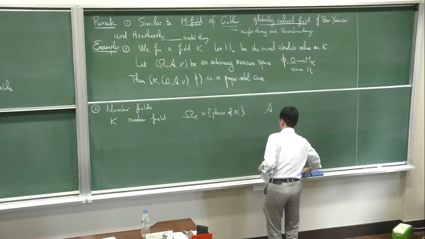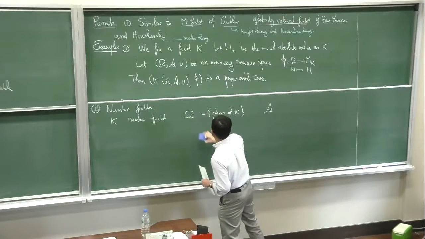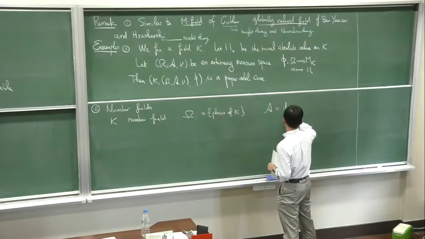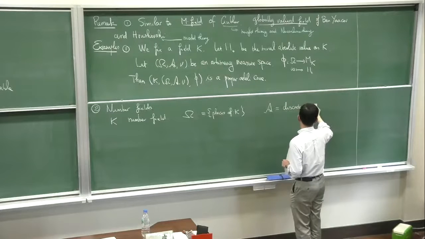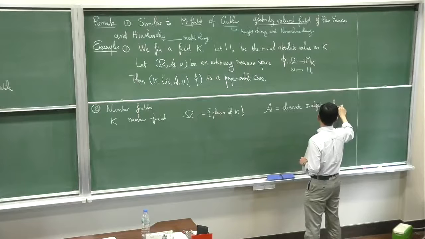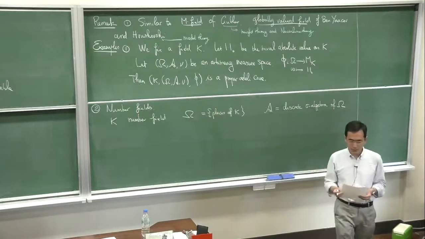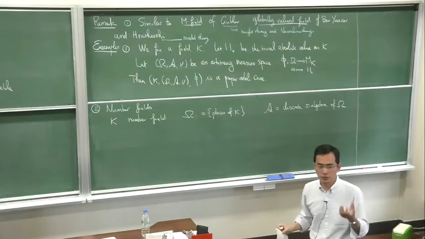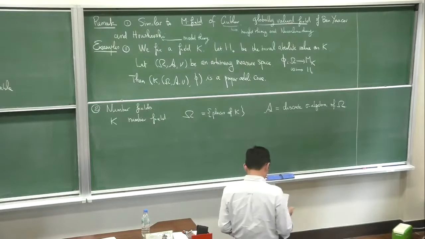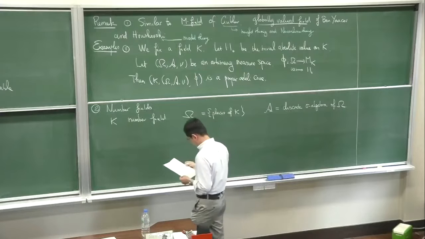So maybe I just write omega. So let A be a discrete sigma algebra of omega. Just every singleton is considered to be measurable with respect to A.